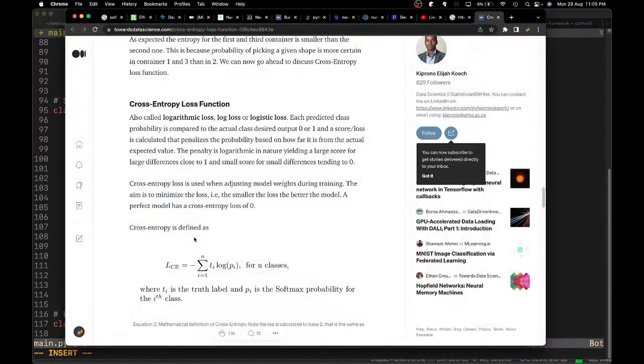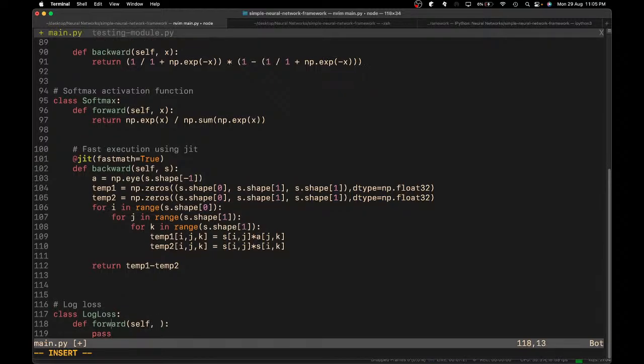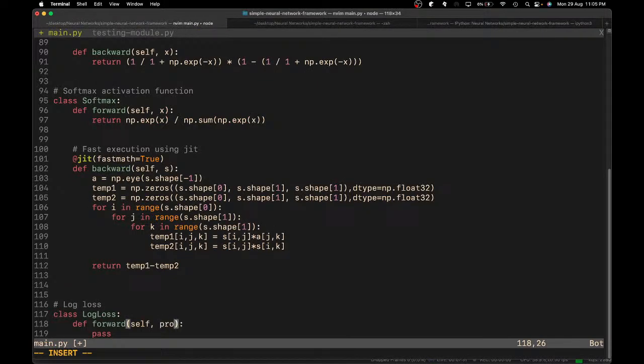Alright, so what does the equation look like? So Ti is the truth label and Pi is the softmax probability for the ith class. So super simple thing, nothing that complex. So we can just define the forward pass, self, and now this one will take a couple of other different parameters. So this will take the truth label and the expectation value. So we can say probability and truth, not true value.